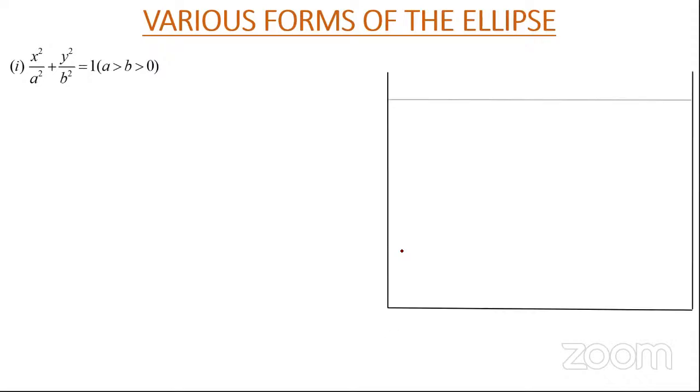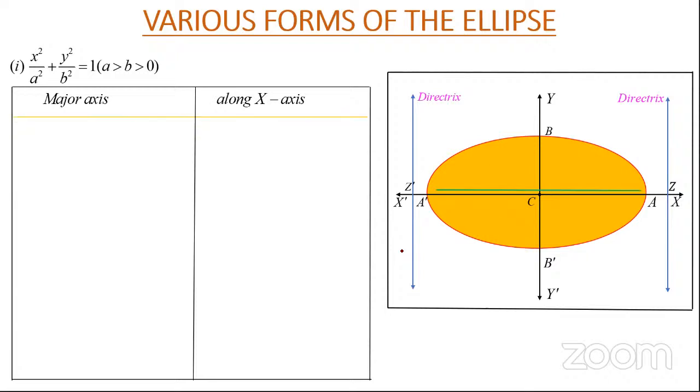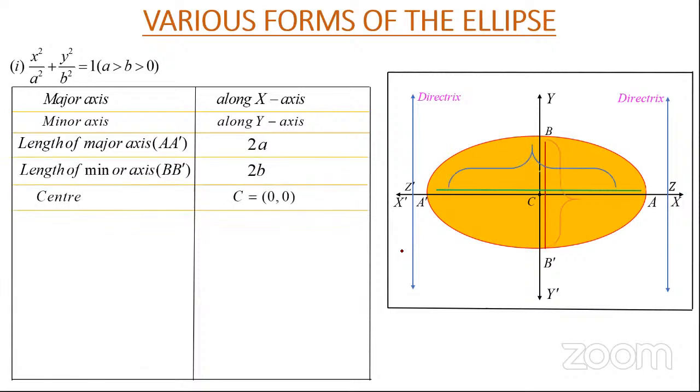I'm reminding you of the various forms; I'm not going to explain this, just observe it. Major axis along the x-axis, minor axis along the y-axis, length of the major axis 2a, and length of the minor axis 2b. The center is 0 comma 0, and the foci are S: a comma 0, and S dash: minus a comma 0.